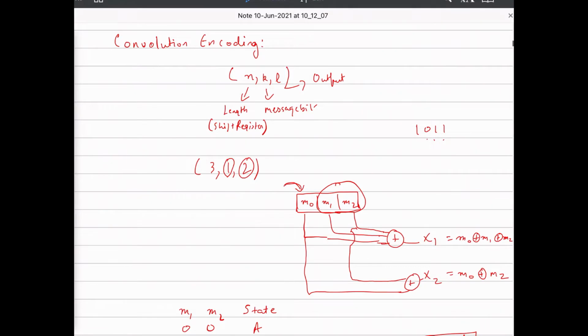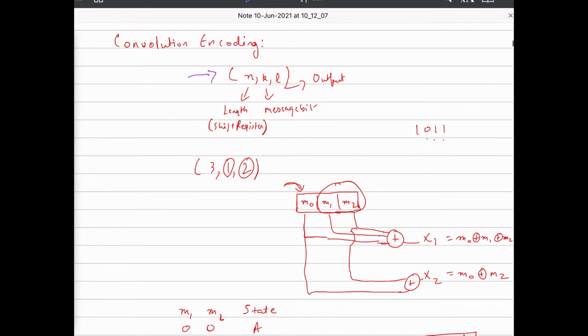So in this lecture, we are going to discuss convolution encoding or convolution codes. There are a lot of subtopics in this topic, so I'll try to explain all of them step by step. The first thing that we need to understand is its representation. Convolution codes are usually represented in this form N, K, L.